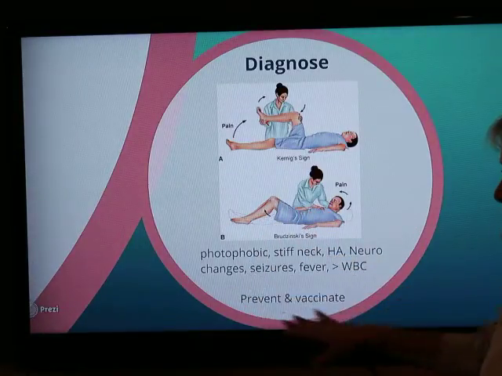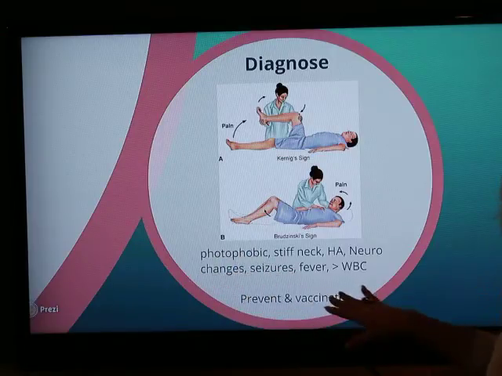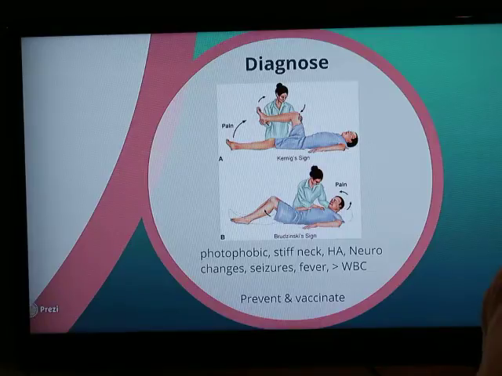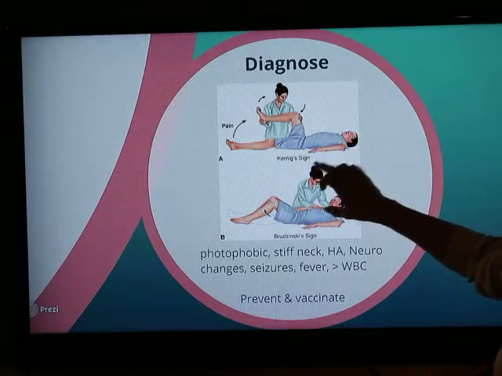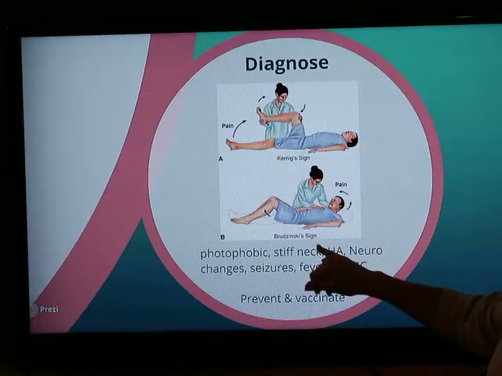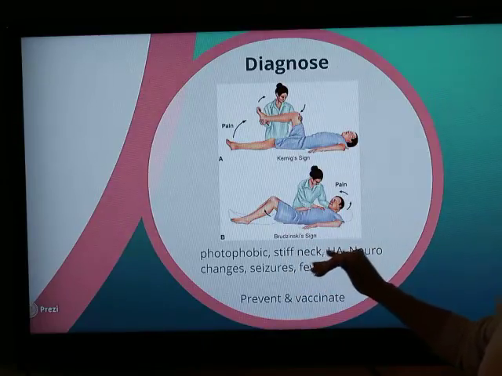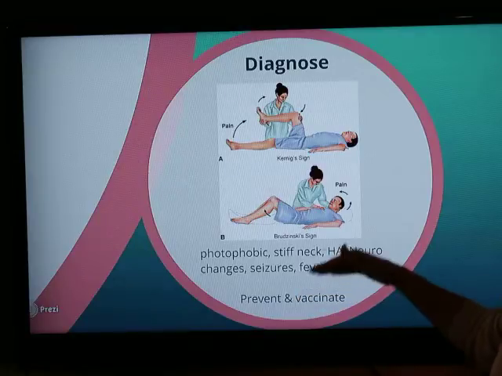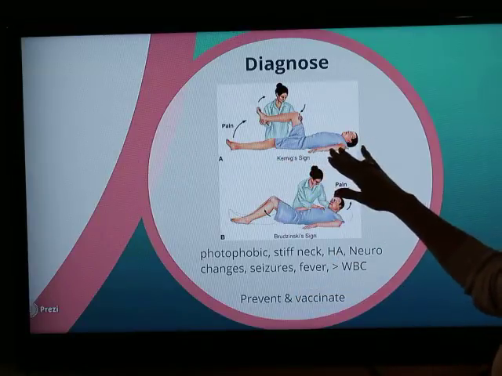So one thing that you want to do is identify it quickly. So when you start seeing some of these symptoms that I just talked about showing up in your patient, you're going to want to do more investigation to find out, does this person actually have meningitis? There's 2 signs. There's a Kernig sign and a Brudzinski sign. Brudzinski is actually a little bit more of a sensitive indicator of meningitis.